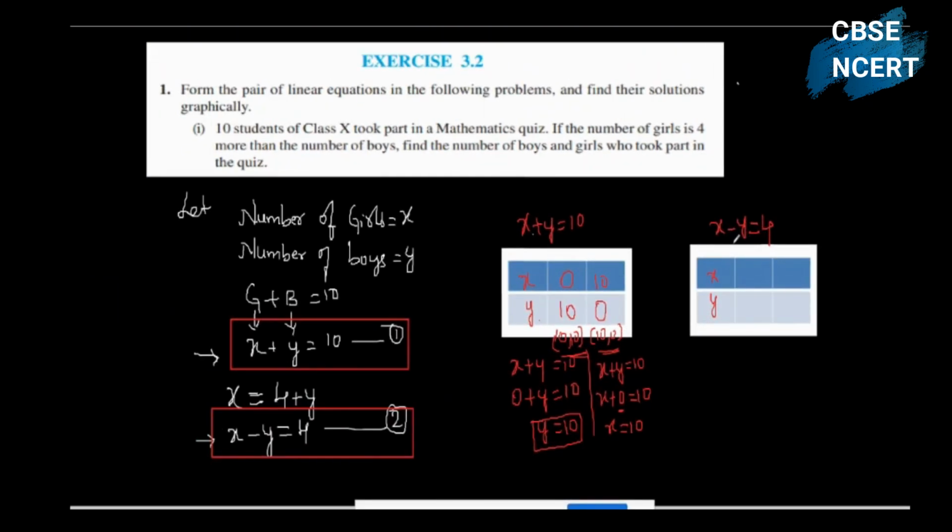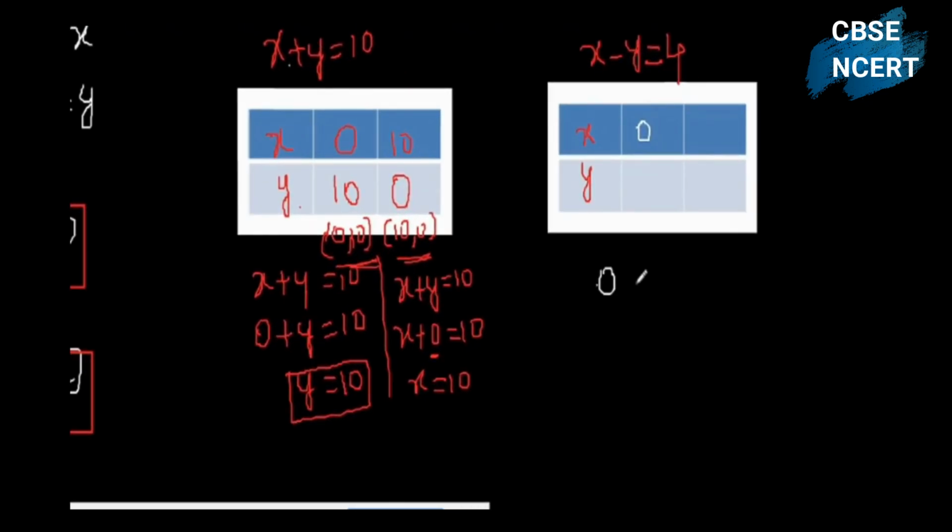Similarly, we are going to find the points for the second linear equation. So we will assume x as 0 in the second equation, and I will represent 0 minus y is equal to 4. So minus y is equal to 4, obviously y is equal to minus 4. So I will write the point here. The point will become 0 comma minus 4.